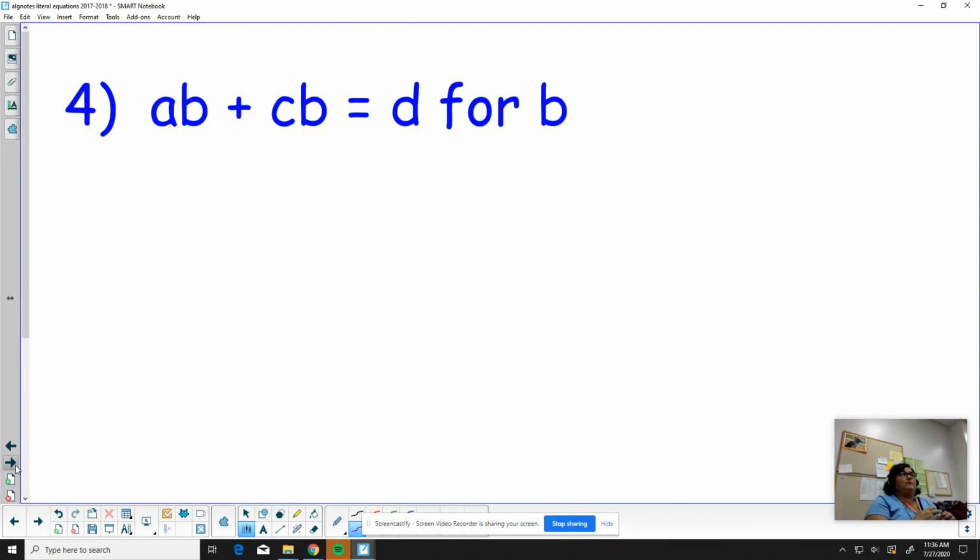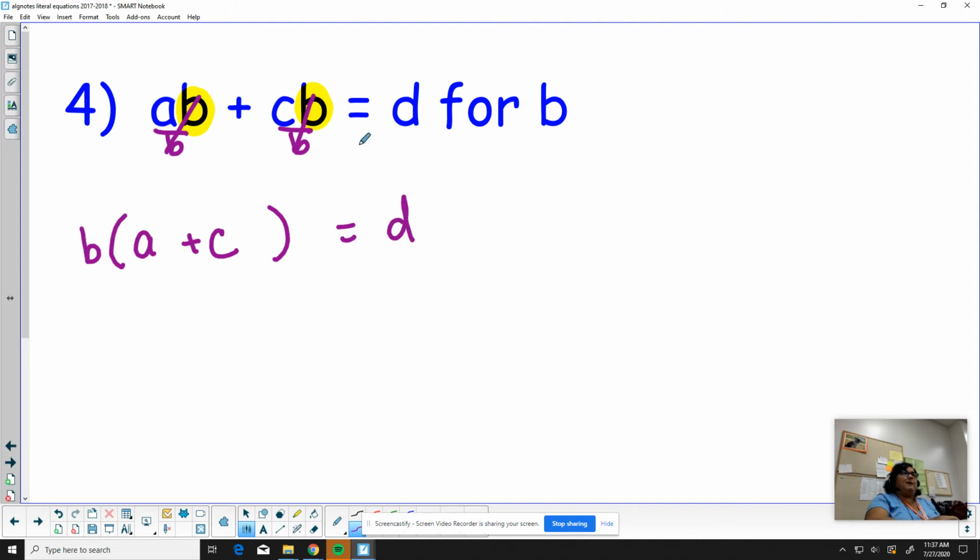Okay, this is a new one. You wouldn't have done this one probably in pre-algebra. So we want to solve for b here. And notice that b is in 2 places on the left side or the front of the equation. So what we have to do is factor out the b. So I'm going to put the b in the front with a parenthesis. And when I factor, I divide out the b. So I factor out the b from this term, and that leaves me with a. And I factor out the b from this one, and that leaves me with positive c.